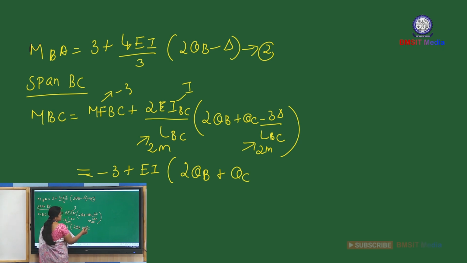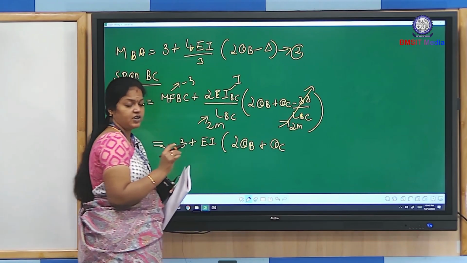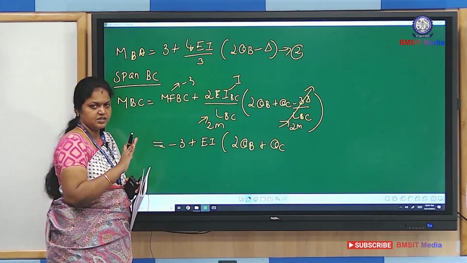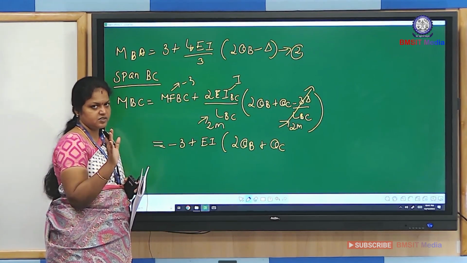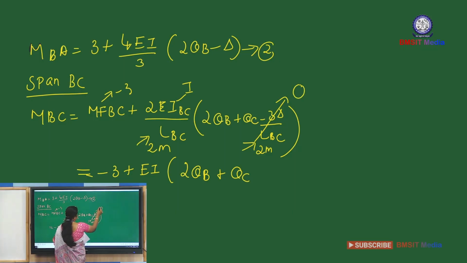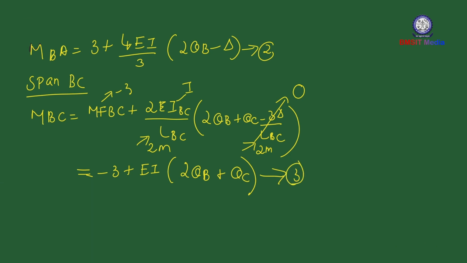So the delta term won't come because this is the B member. For the B member there is no sway. So only the column member will undergo some sway. For the B member this term becomes 0 only, for the horizontal member. So that's it. This is equation number 3.